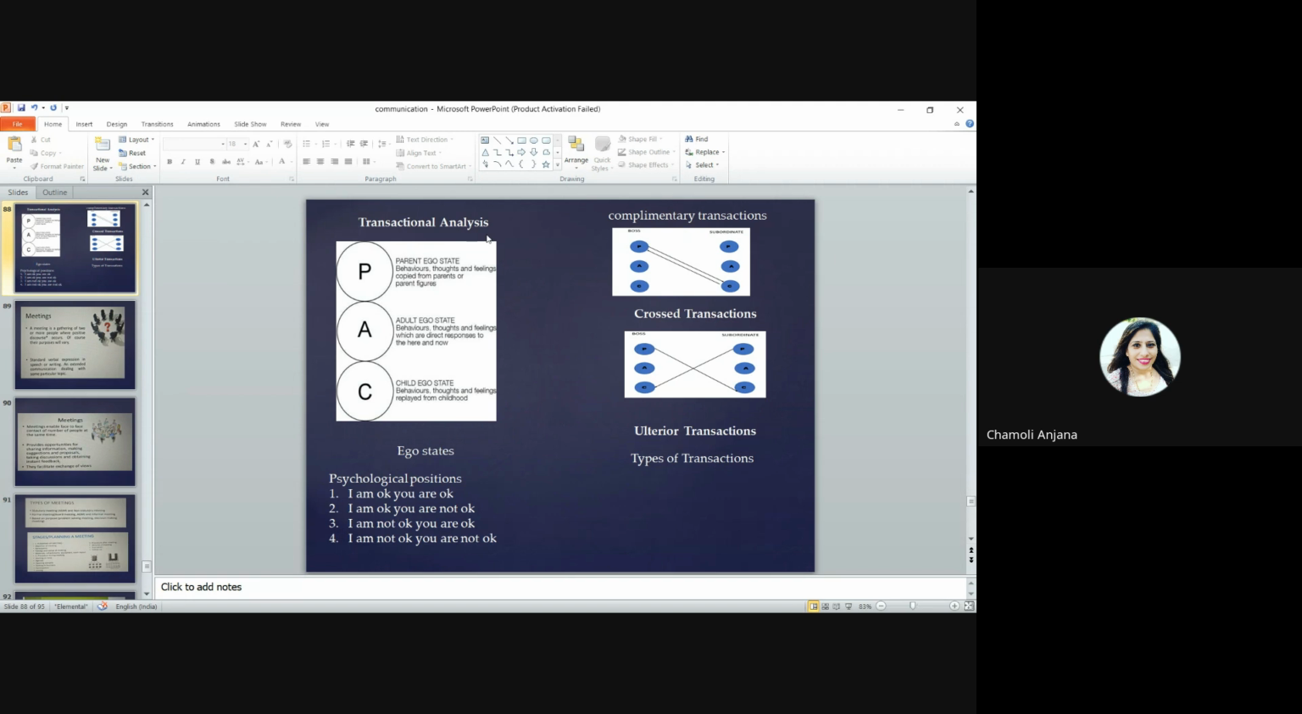So he has given three things. One is that there are three states of the person, which are parent ego state, adult ego state, and child ego state. He says that every person has three ego states, and depending upon the situation and his own experiences, any of these ego states will get activated. Every person will have all three existing, but depending upon the situation, one will get activated.